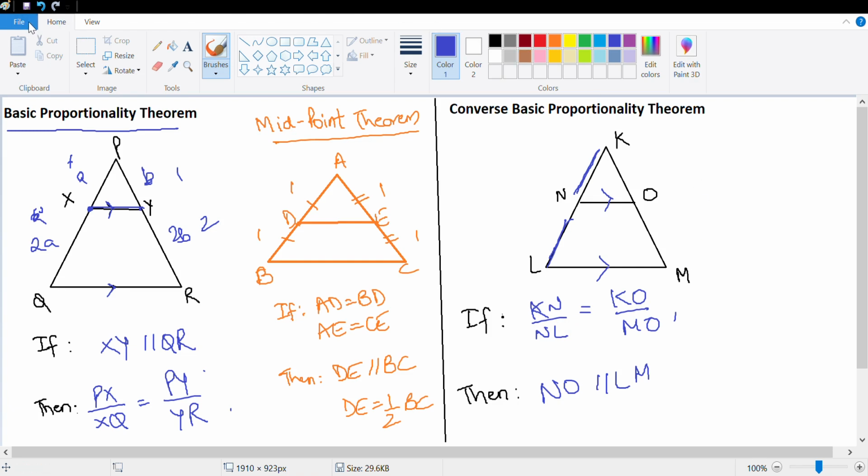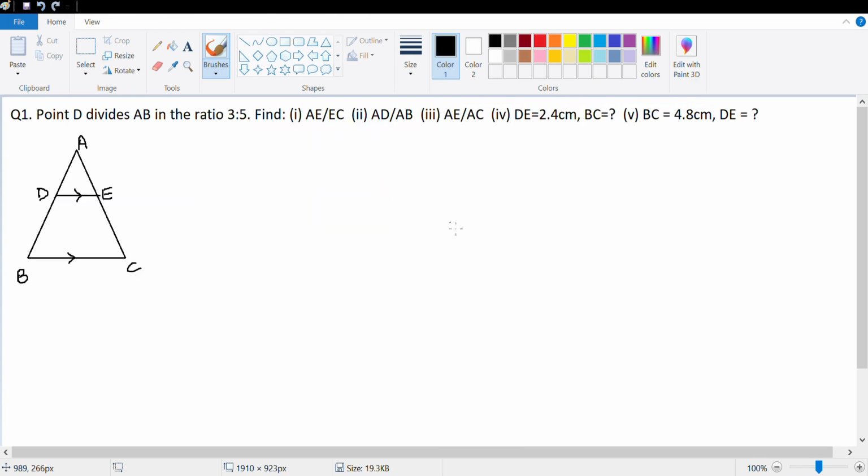Perfect. Let's look at solving some questions. They'll make our life even more clear. Let's look at question number 1. Question number 1 says point D divides AB in the ratio 3:5, which means this is 3x, so this is 5x. So let's just write that down. Number 1, let AD is equal to 3x, therefore BD is equal to 5x. Find AE upon EC, which means this upon this.